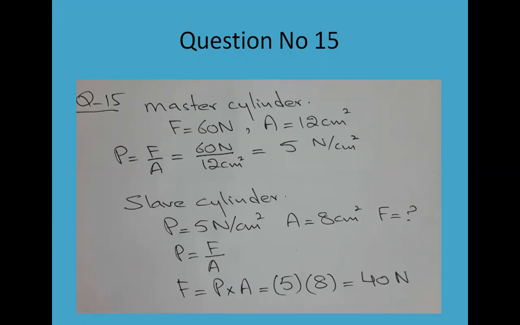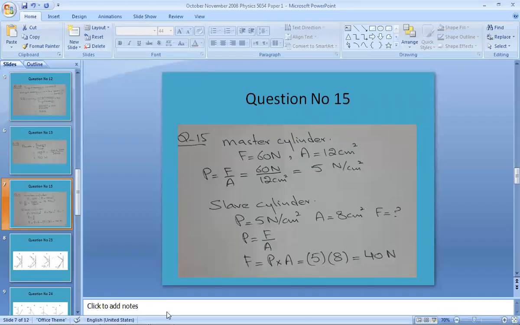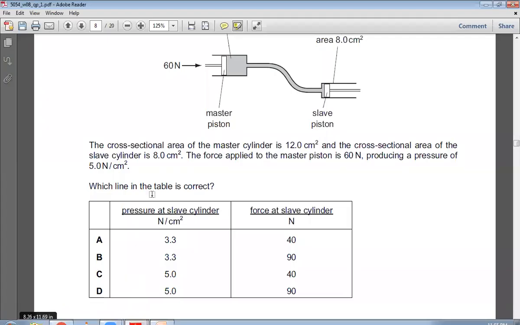Its cross-sectional area is 8 centimeters square. And we want to find out how much force is produced in it. We know the formula of the pressure, that is force divided by area. But I will make F the subject of the formula. F is equal to P multiplied by A. So that will be 5 Newton per centimeter square multiplied by 8 centimeters square. So the answer will be 40 Newton. So the force experienced by the slave piston will be 40 Newton.